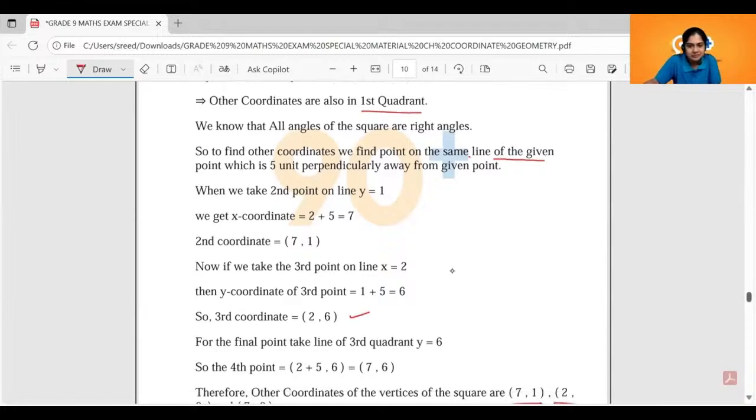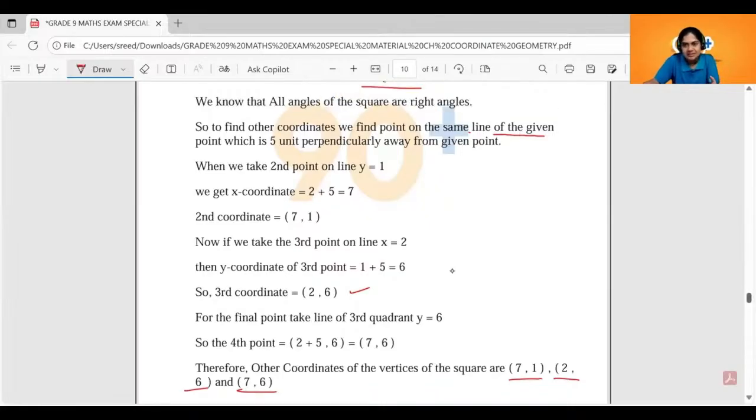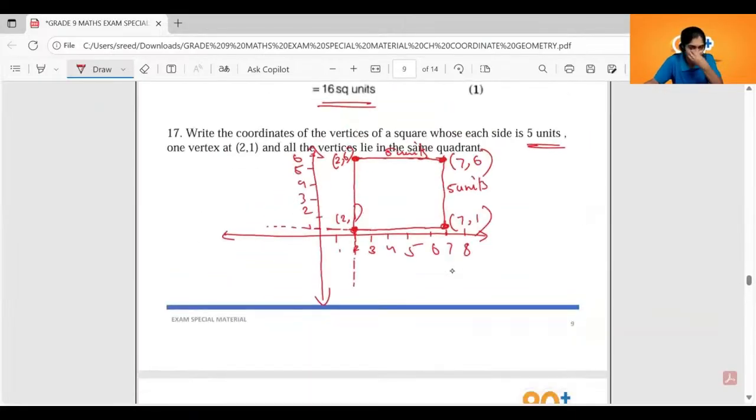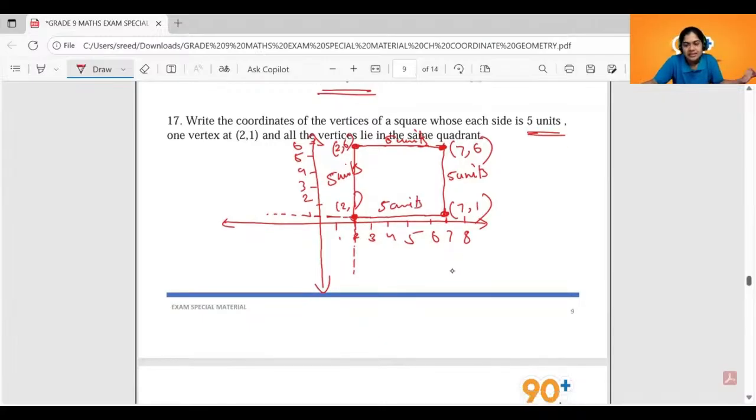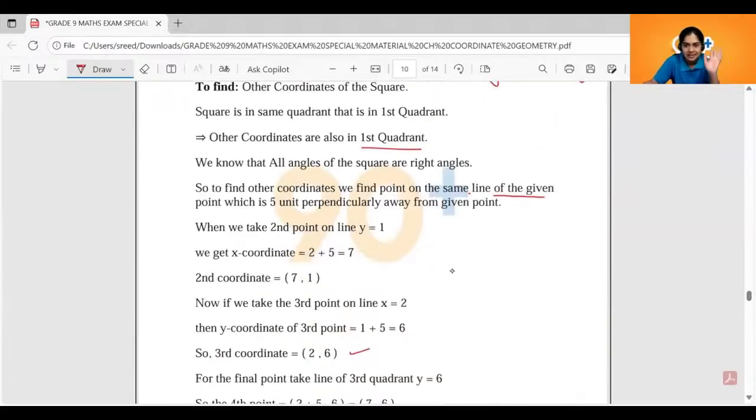All right, just give explanations in your own way. You are drawing the figure over there, right? That is the beautiful thing you can do, because the figure carries marks. Mark that this is 5 units, this is also 5 units. And just write in words how you have drawn the figure and how you got the coordinates. That's what is written over here.